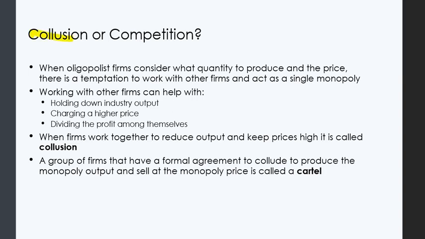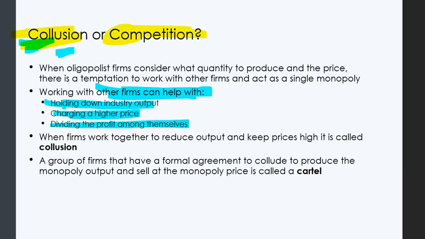Now, collusion or competition. What is this collusion and competition? So a collusive oligopoly is where they are selling together. They're selling the things together. So an oligopolistic firm considers the quantity to produce at that price. Now working with other firms, holding down the industry output, and charging higher prices, these are all cases of collusion.